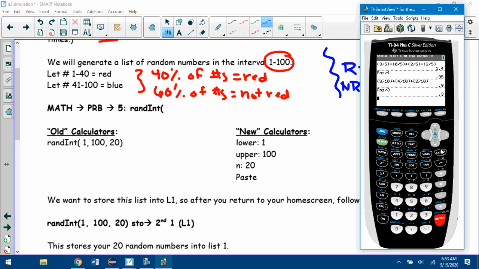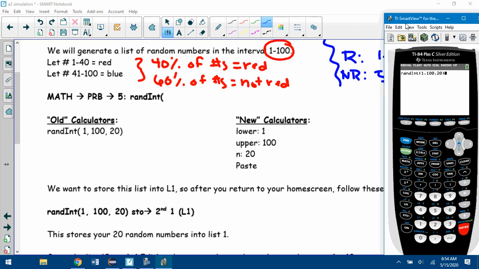On new calculators, you're going to go to Math, over to Probability, and you want randint. It's going to say lower, which is the lower number you want, 1. I'm going to go to 100 for my upper number, and n is the number of values you want, the number of random numbers. I want 20. If I hit paste, you'll see exactly what you see if you have an old calculator. You'll just do 1, 100, comma, the amount of numbers you want.